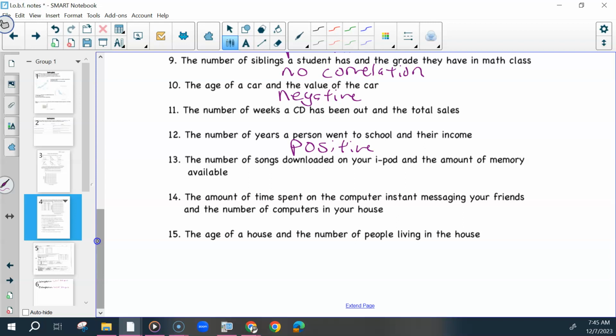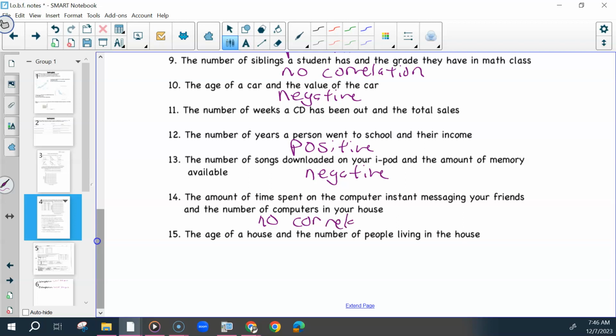The number of songs downloaded on your iPod, whatever, and the amount of memory available. That is a negative, because the more songs you have, the less memory you have. Let's do one more. Sorry, I was reading 14, but looking at the amount of time spent on the computer instant messaging your friends and the number of computers in your house. No correlation. They don't have anything to do with it.